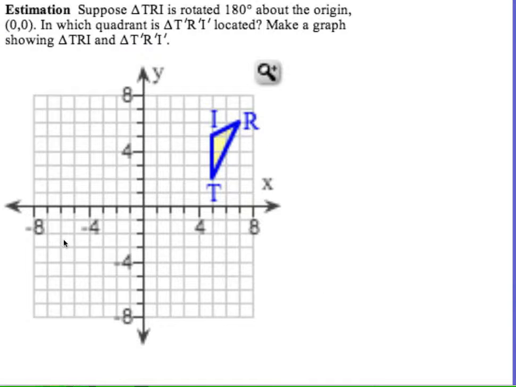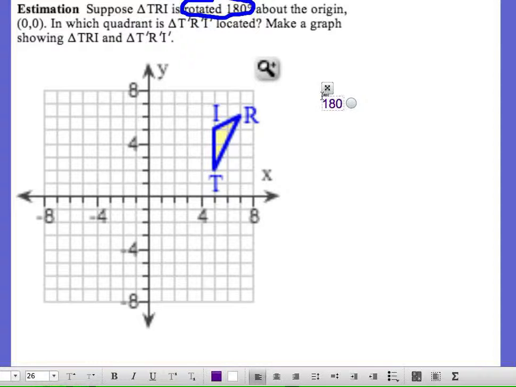Suppose triangle TRI is rotated 180 degrees about the origin, 0, 0. In which quadrant is triangle T prime, R prime, I prime located? Make a graph showing triangle TRI and triangle T prime, R prime, I prime. Okay, first step. It told us we need to rotate 180 degrees. Remember 180 degrees, think of about face. The only thing that's going to change is the signs.